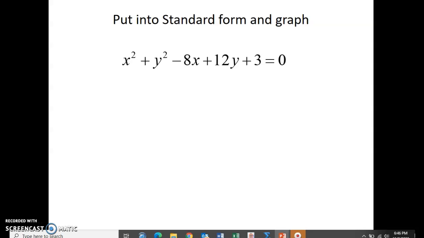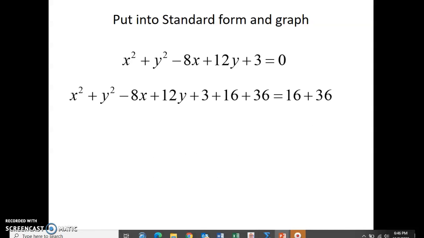So here we go. Again, we're going to take our C and D values. This time it's negative 8 and positive 12. We're going to divide those both by 2 and square it. So negative 8 divided by 2 is negative 4, and negative 4 quantity squared is positive 16. And then 12 divided by 2 is 6, and 6 squared is 36. So we're going to have this. Notice the 16 and 36 on both sides of the equal sign. Everything else is the same.